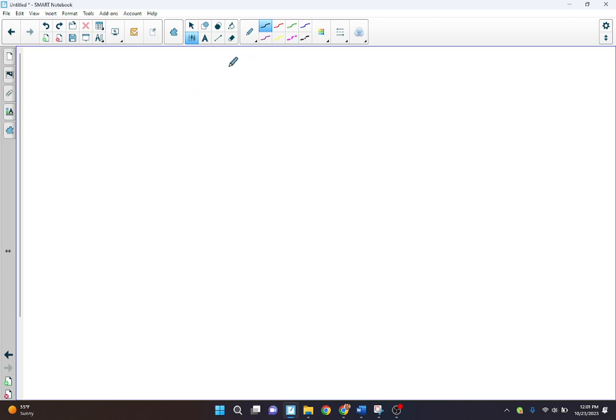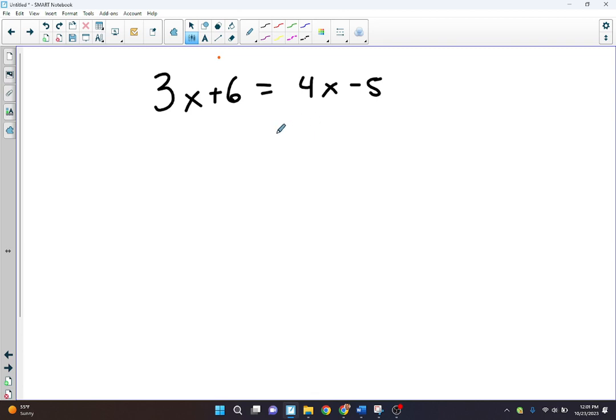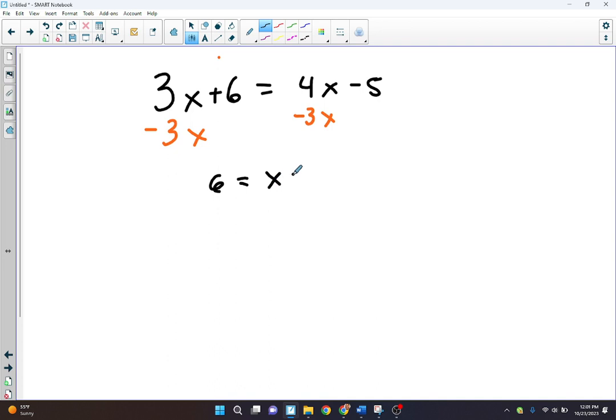Sometimes we have variables on both sides. So 3x plus 6 equals 4x minus 5. My suggestion is always to move the smaller variable. In this scenario, 3 is smaller than 4. So I'm moving 3x on both sides. So 6 equals x minus 5. Then I'm adding 5 on both sides. 11 equals x. When you move the smallest x, it helps avoid negatives on your x. Some people get tripped up by that, so that's why I suggest that.